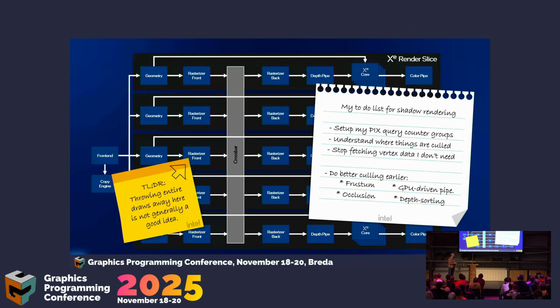So for shadow rendering, that sort of thing, set up these PIX counters, take a look at them, get them all configured in pipeline order, make it easy for yourself to discover where something's broken, something's not right. Understand where things are getting culled. Don't fetch data you don't need. None of this is rocket science. It's all very, very straightforward. And do better culling earlier. Again, fairly obvious stuff. I think there are some talks on the first day of the conference about some of this, and I definitely recommend checking those out.